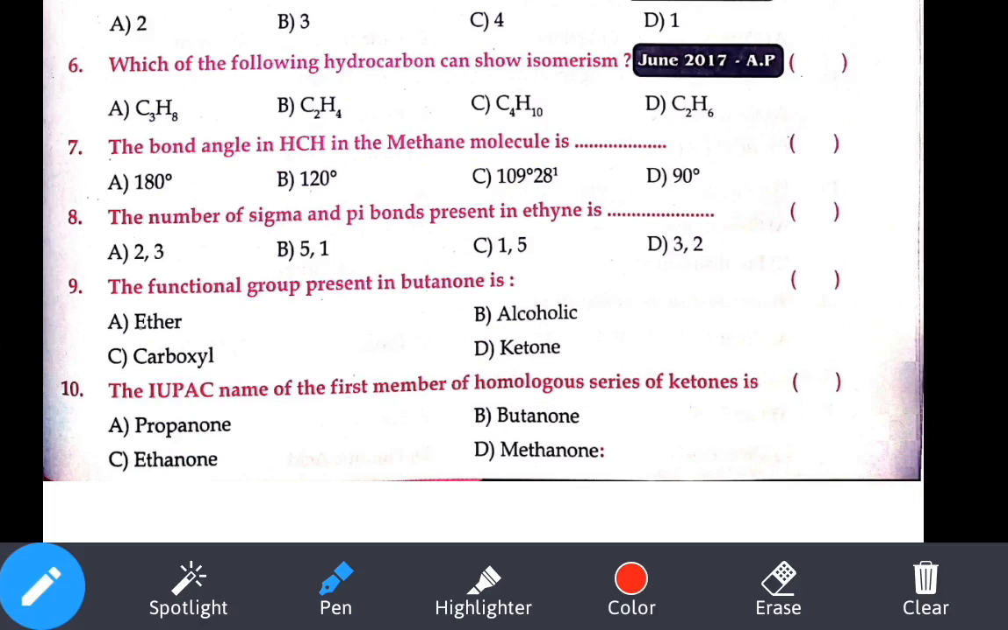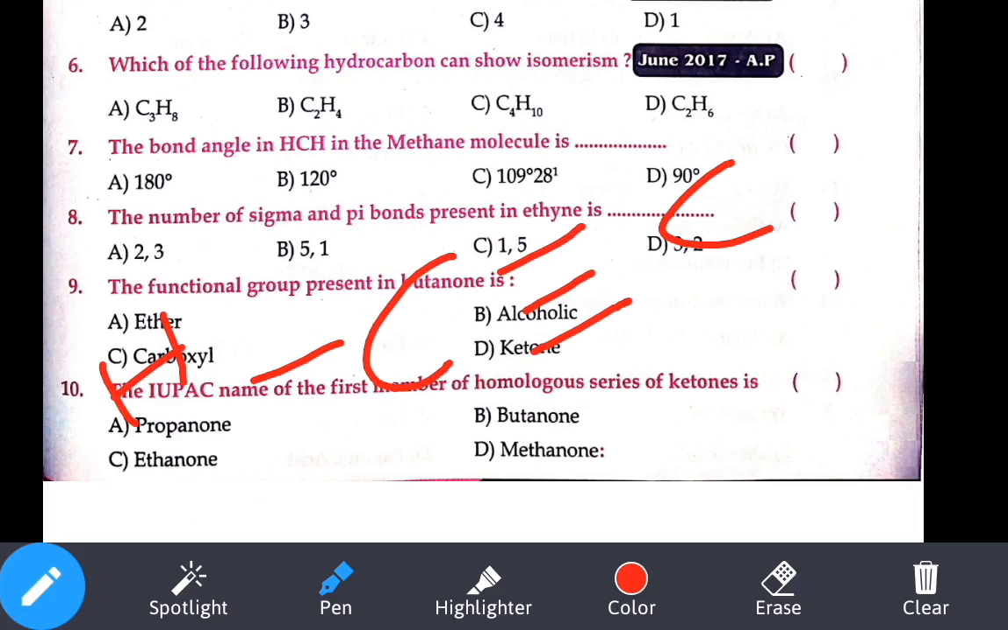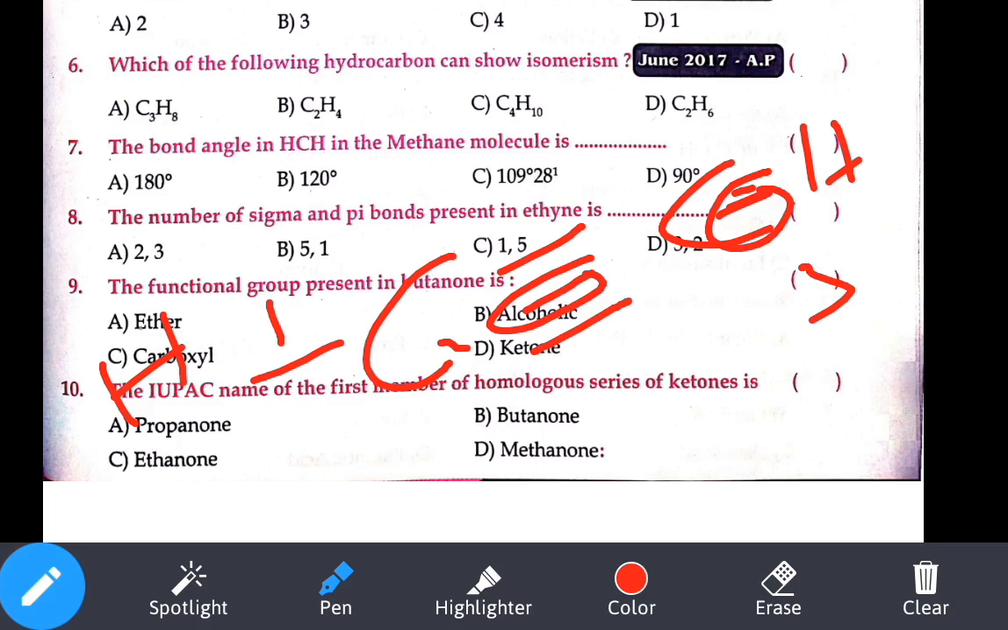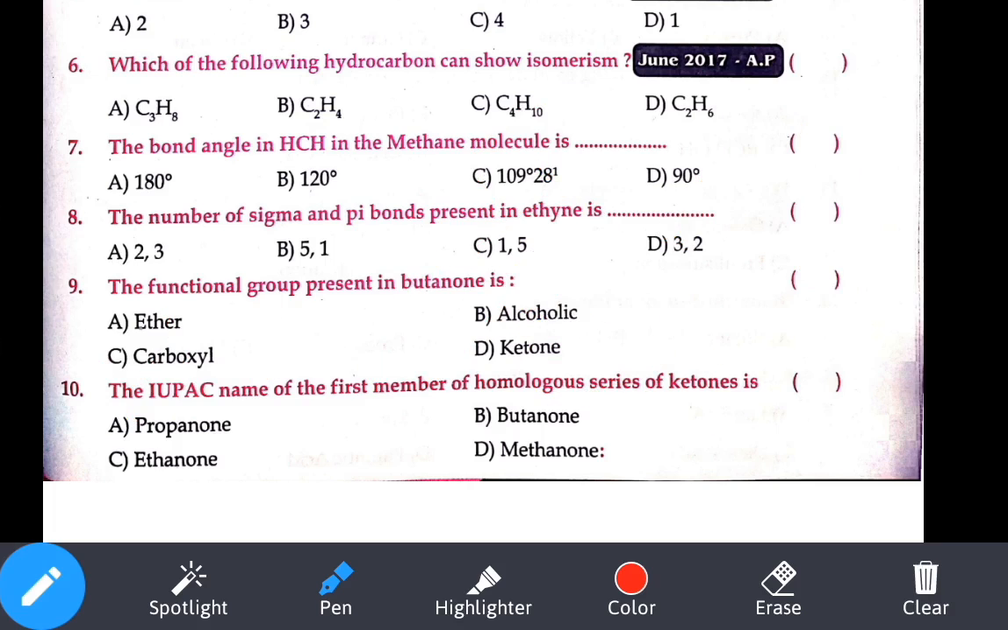The number of sigma and pi bonds in ethyne. Okay, ethyne means a triple bond. Now you tell me how many sigma bonds and how many pi bonds are there. If you observe here, this is one sigma. At the center, what is that? This is 2 sigma, this is 3 sigma bonds. And these are called lateral bonds, pi bonds. So 3 sigma and 2 pi bonds. Option number D is our answer.